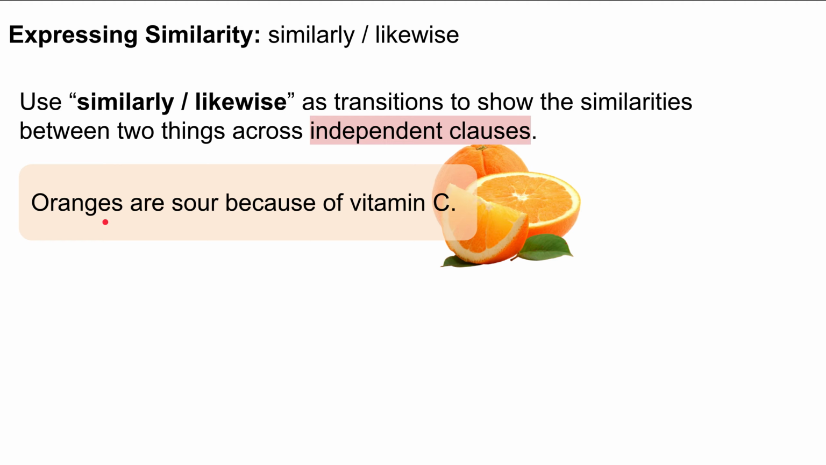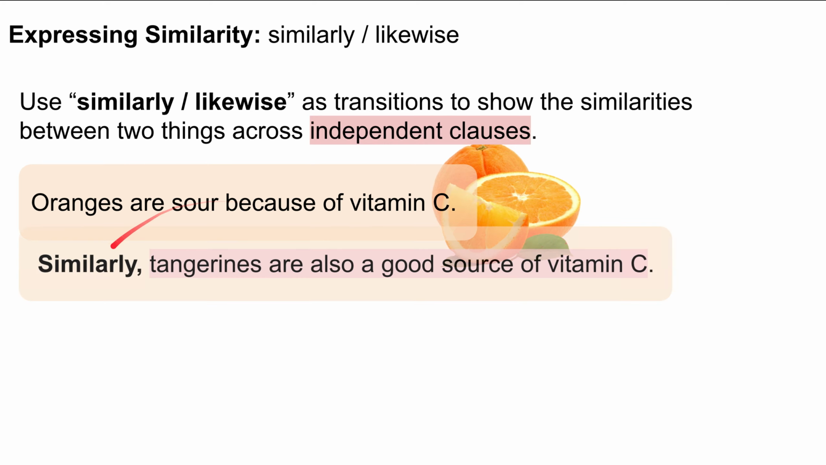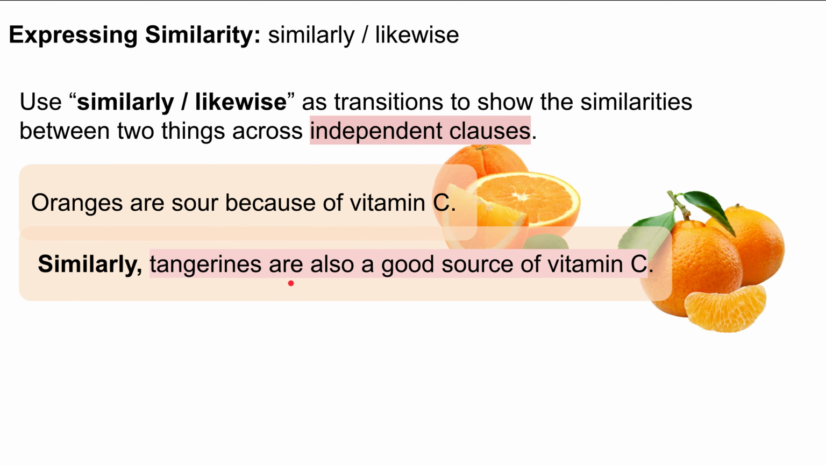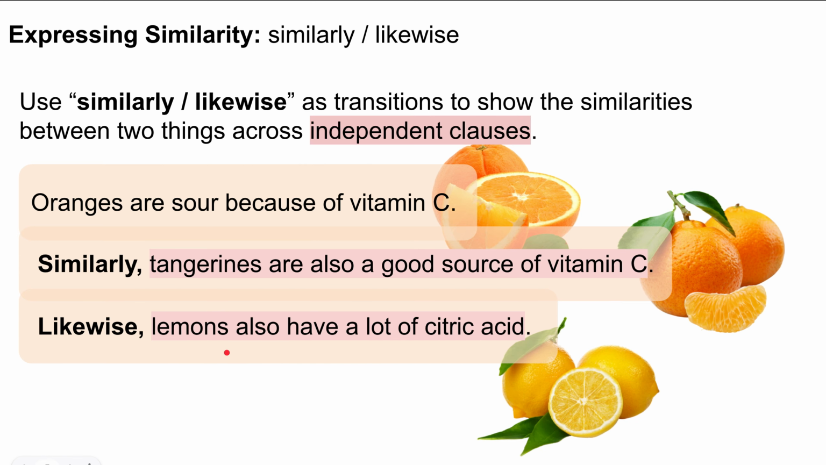Okay, first sentence in my paragraph: oranges are sour because of vitamin C. Similarly, tangerines are also a good source of vitamin C. Likewise, lemons also have a lot of citric acid. Here, similarly is signaling a relationship of similarity between the first and the second sentence. Okay, but keep in mind that it's signaling with an independent clause.